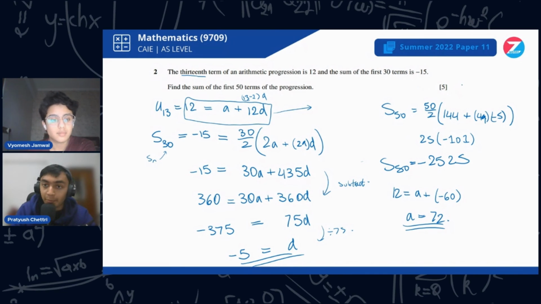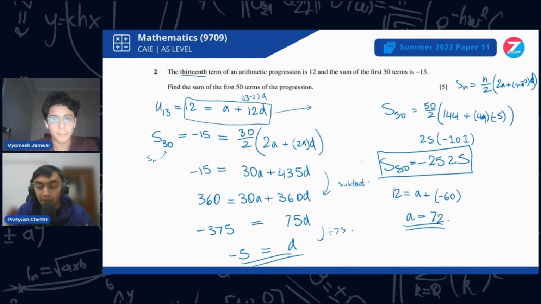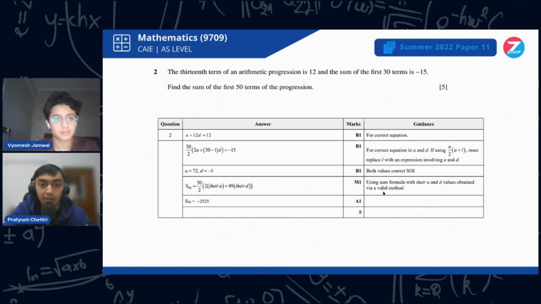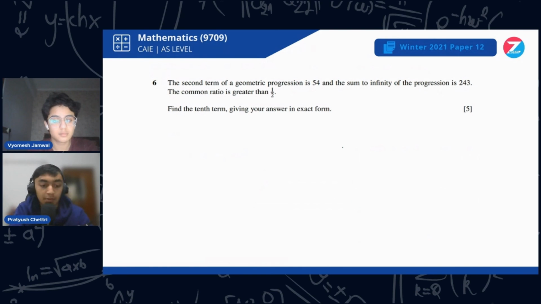And remember the formula we used was Sn is n by 2 times 2a plus n minus 1 times d. So that's our final answer. Okay, thank you very much. Indeed, 1 mark for identifying the 13th term, 1 mark for identifying the sum to 30, 1 mark for finding both A and D, 1 mark for putting in the formula, and 1 mark for the answer. I will do this one.